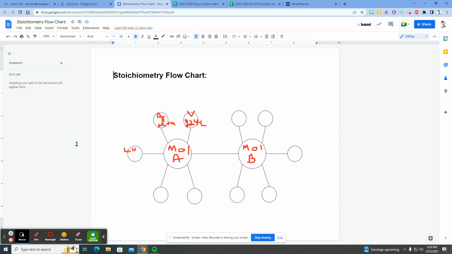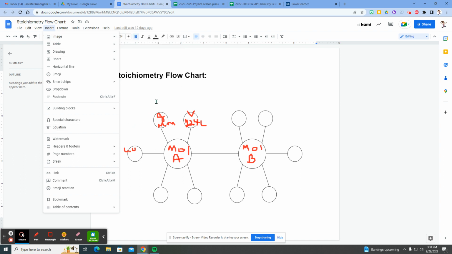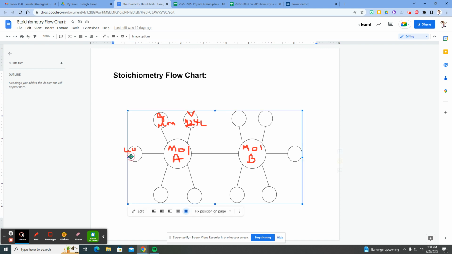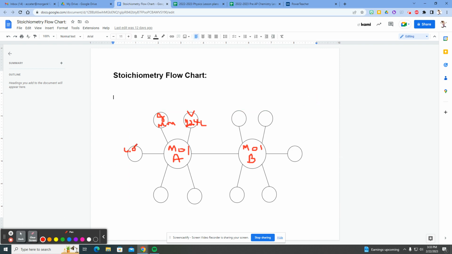6.022 times 10 to the 23rd. And that can be ions, it can be atoms, and it's going to be the same number, so make sure you write in that number. Or it can be particles. Okay?